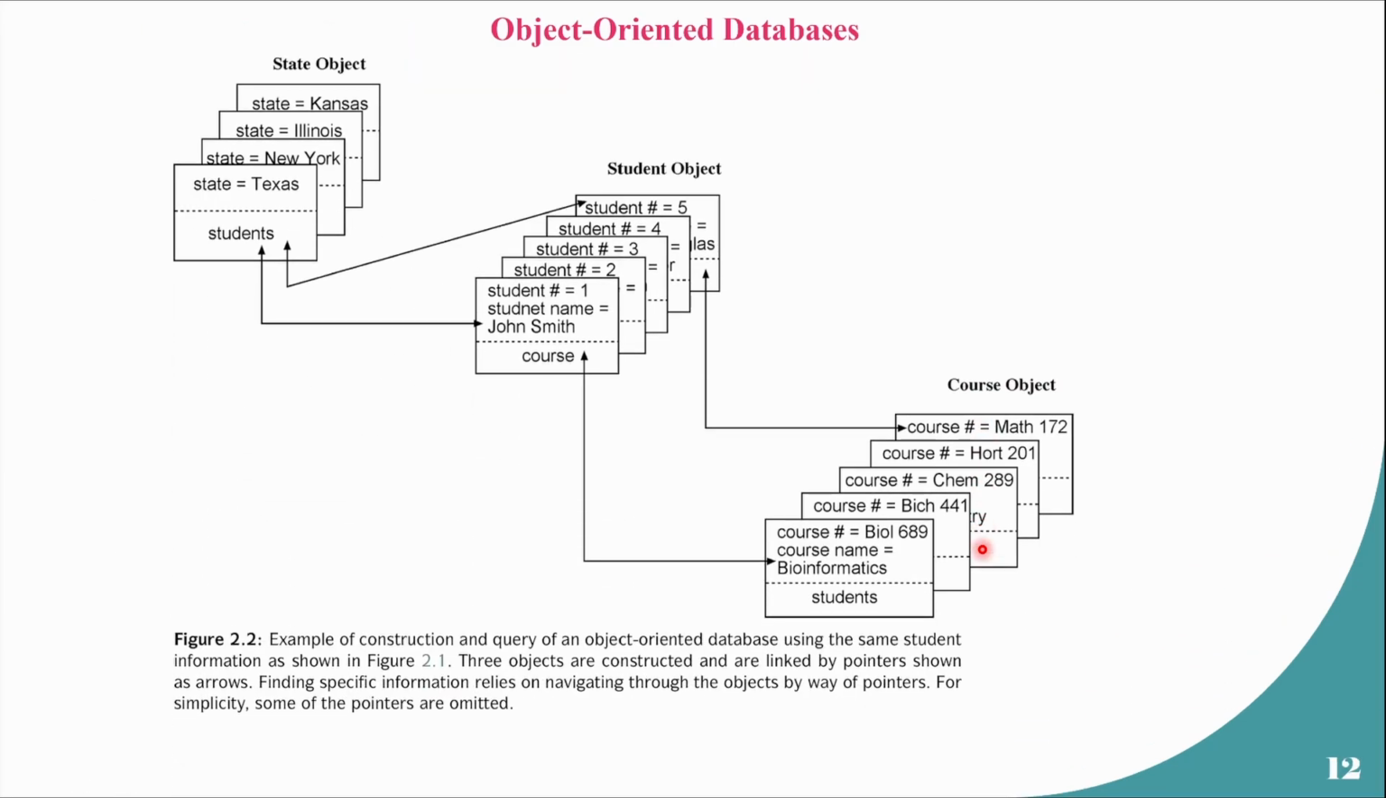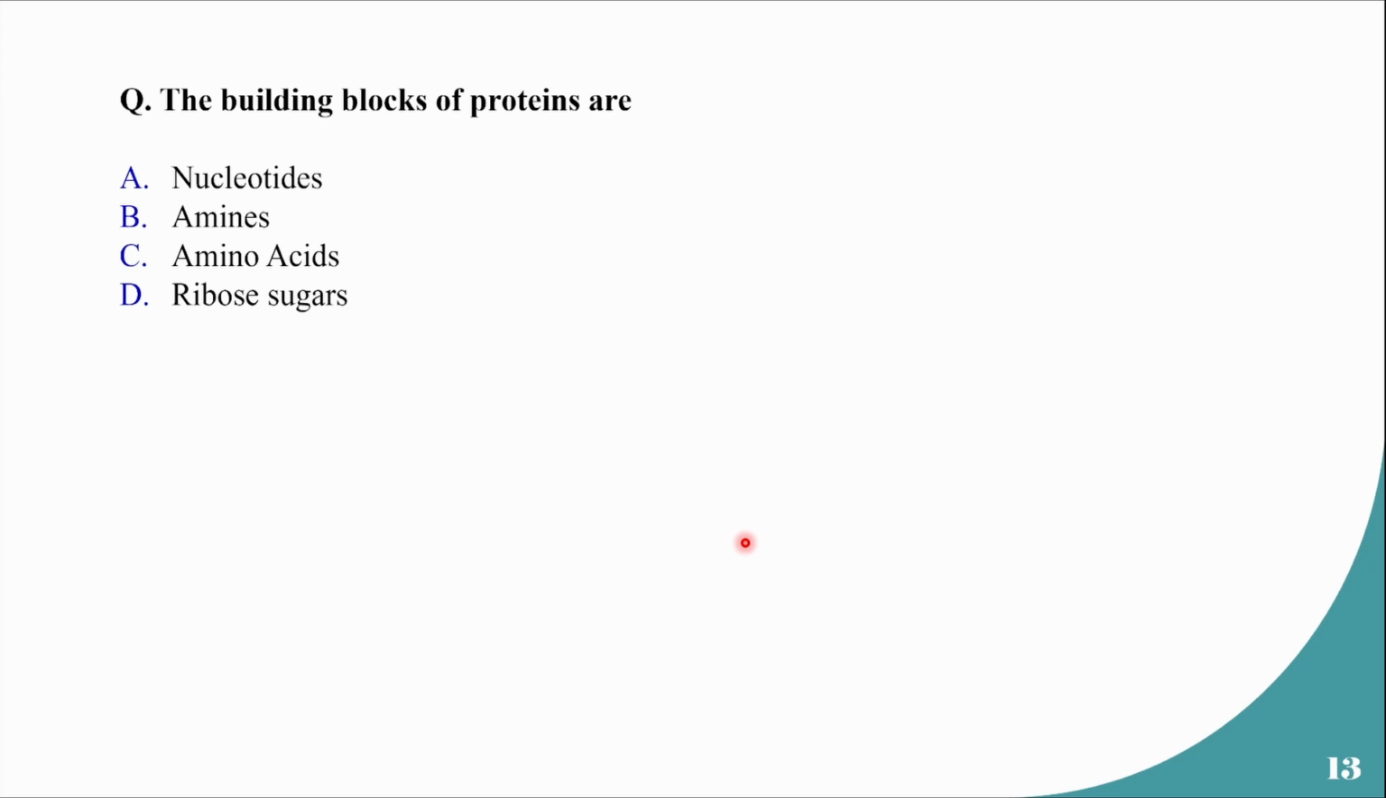So if we quickly go through the example, this is what an object-oriented database would look like. Here, for example, the state objects, the student objects and the course objects are there. From the state of Texas, it just has to look for the links it is pointing towards, which are the student objects. And subsequently, those student objects are pointing to which course objects. So it can follow these pointers and then get the information. So those are the object-oriented databases.